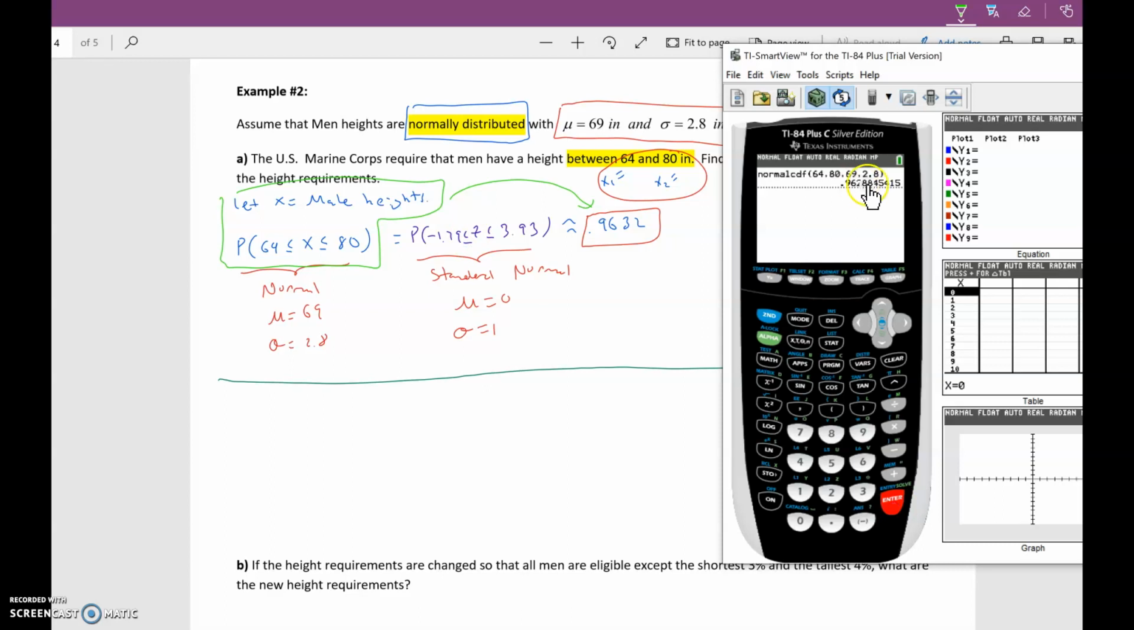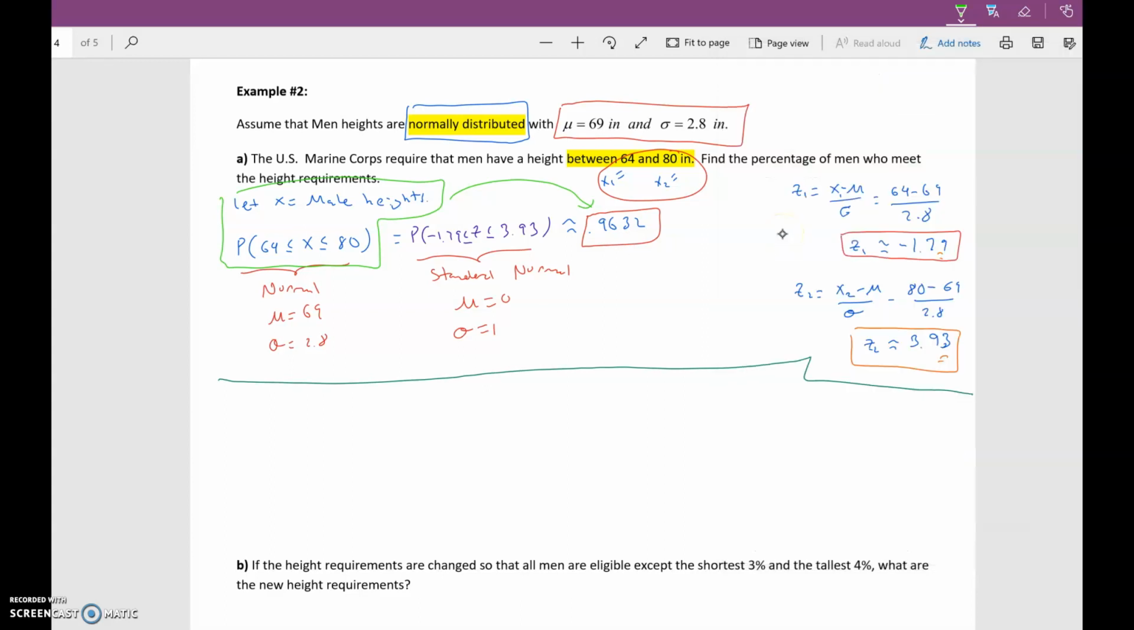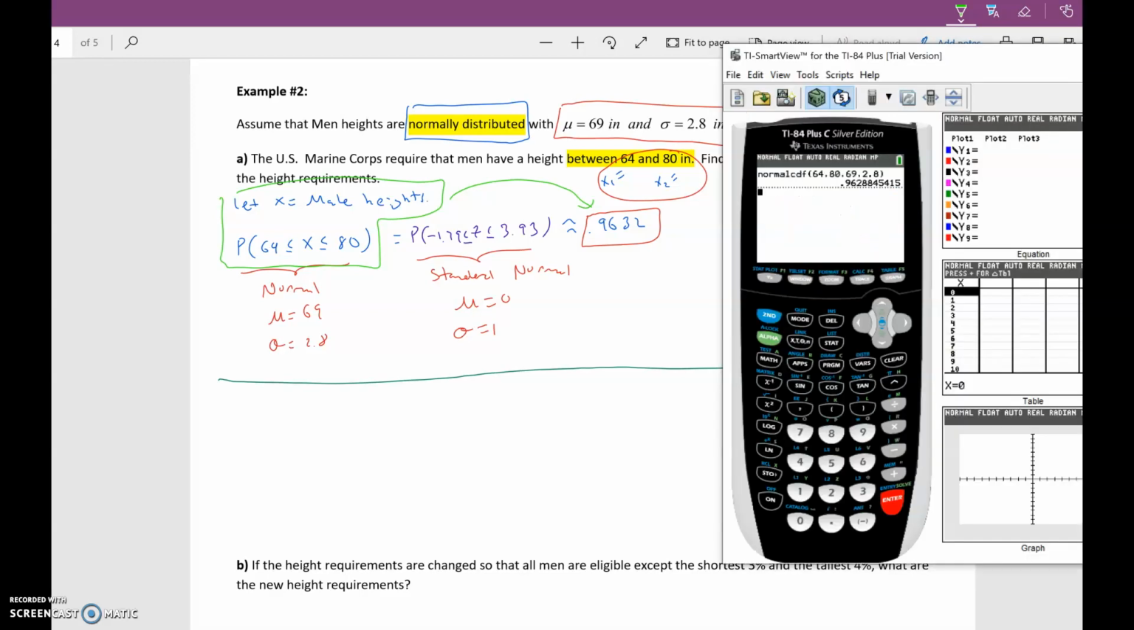Notice that we're getting 0.9628, 0.963. So a little bit of rounding error. We only matched to 3, but that is because of, basically, this portion here, the rounding of the Z-score. Now, on a typical problem like this, it may just ask you to use technology.